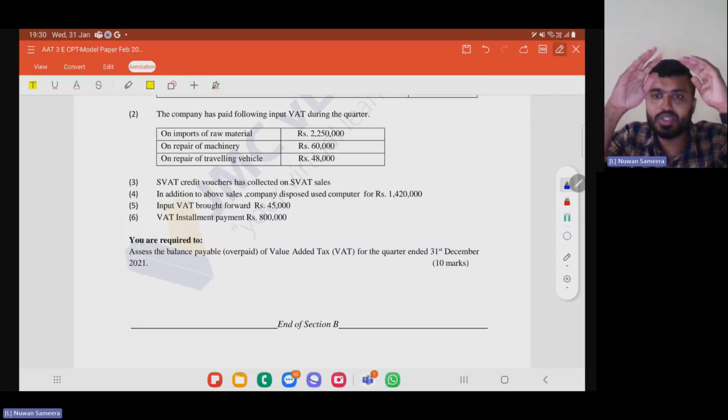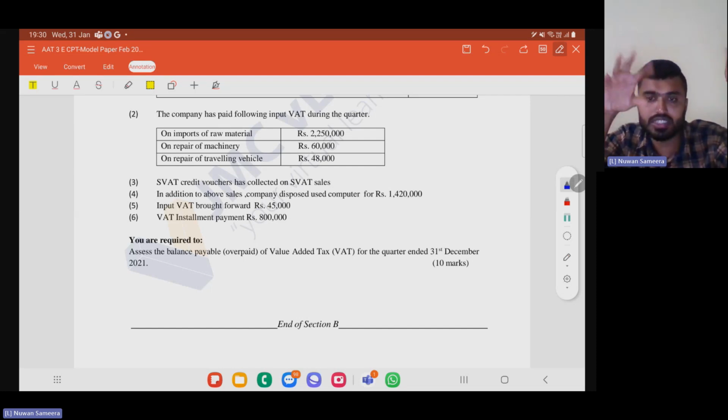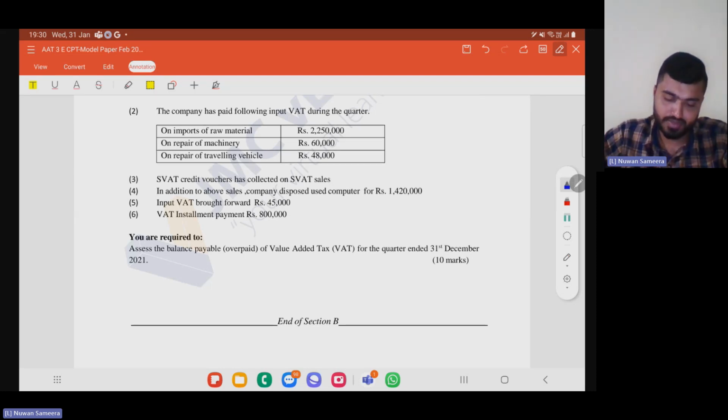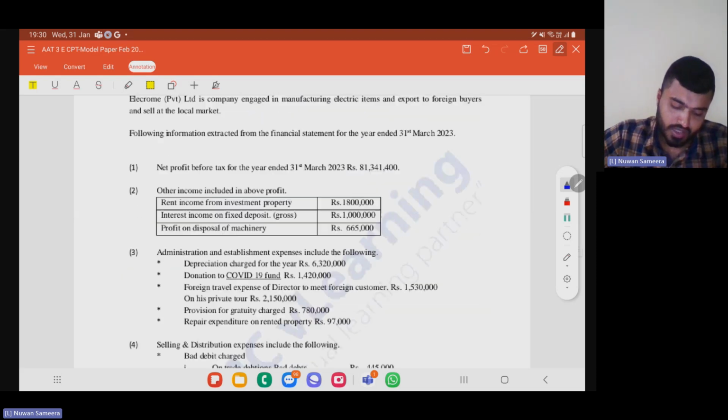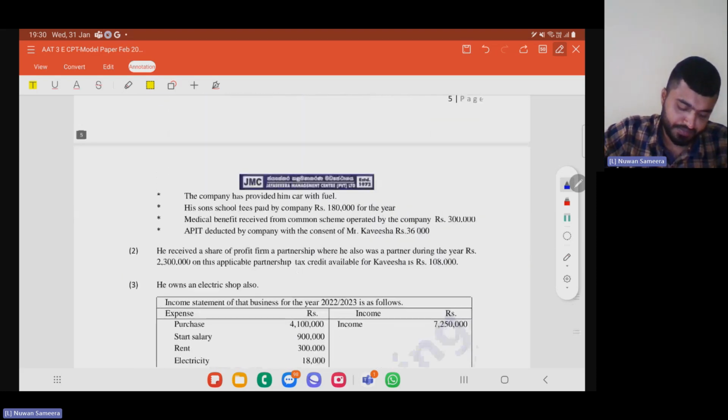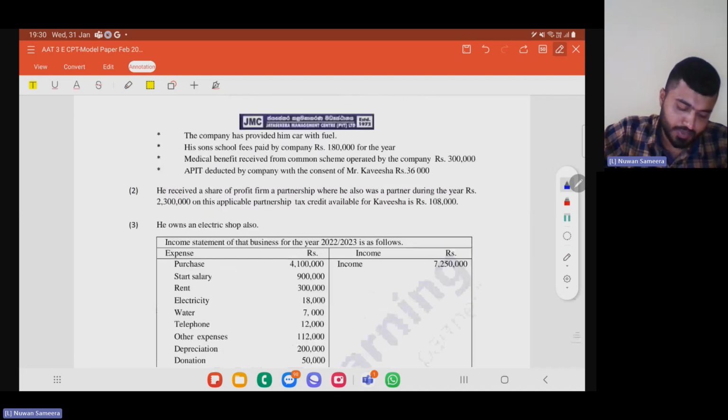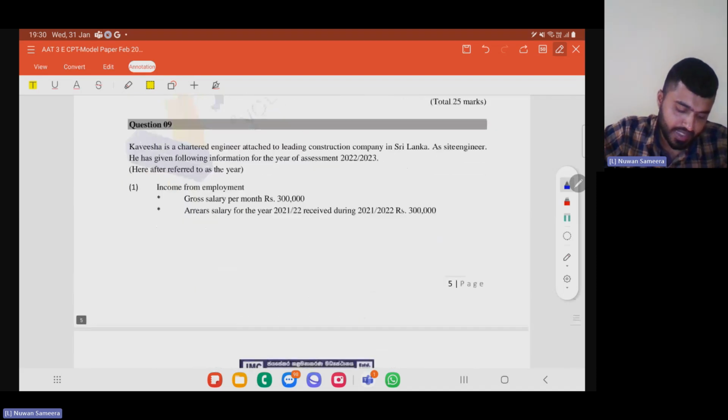But the tax changes which were already tested in the last exam, that means the 2023 August or September exam, will definitely apply in this exam this time as well. Therefore I will discuss them one by one here. So I will start with question number 9.